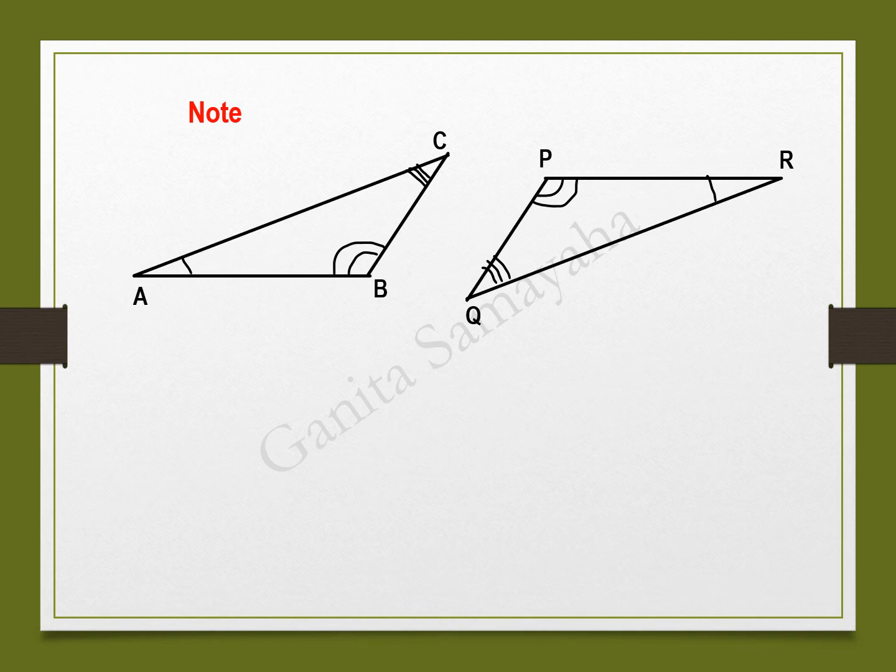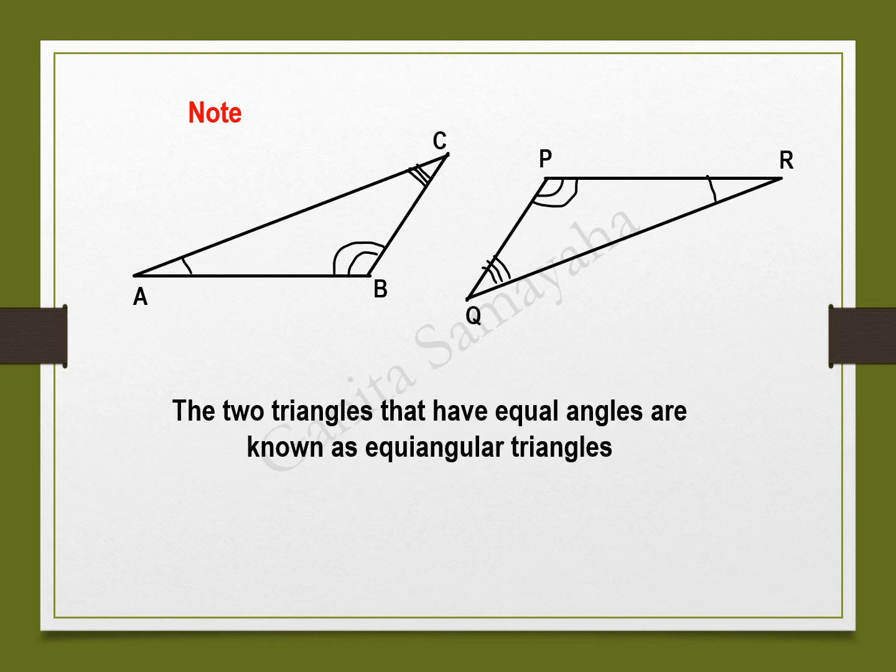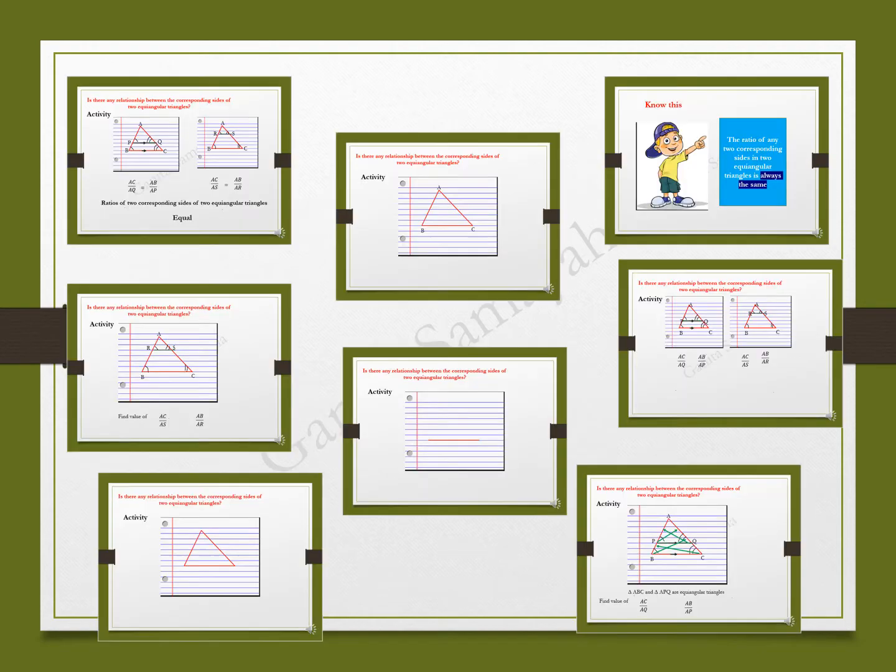So, whenever we have two triangles that have equal angles, we call them equiangular triangles, children. These are some of the terms that we will be using often. The two triangles that have equal angles are known as equiangular triangles. With this concept, let us understand the relation between the corresponding sides in two equiangular triangles. For that, we have an activity, children.